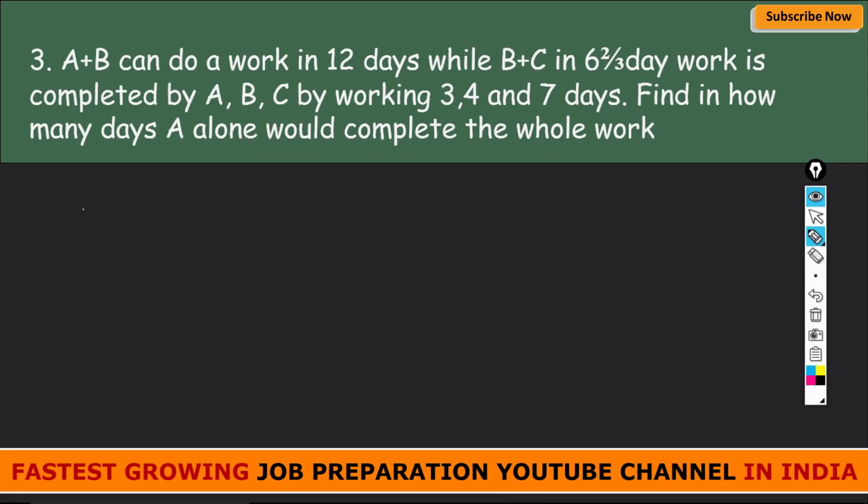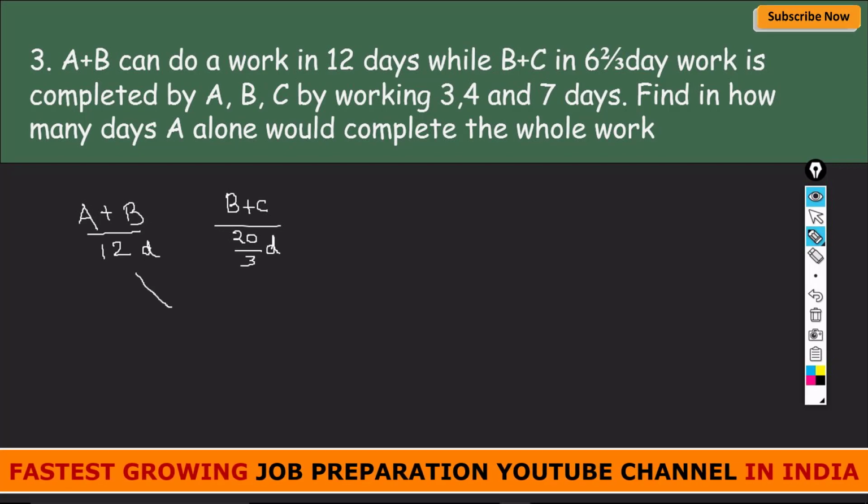A plus B can do a work in 12 days. Similarly, B plus C can do it in 6 2/3. Let us deduce it. So it comes as 20 by 3 days. So A plus B in 12 days and B plus C in 20 by 3 days. Now the LCM comes as 60. Similarly, 60 divided by 12 is 5, and here if we divide, we get 9.